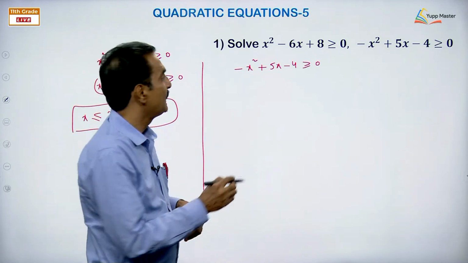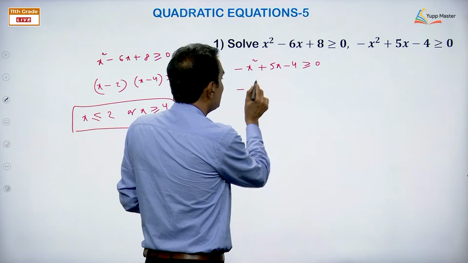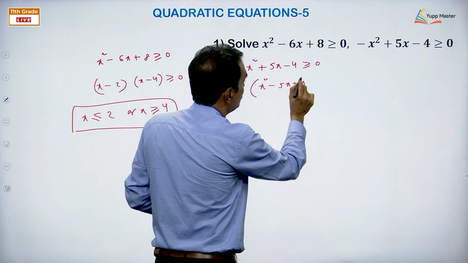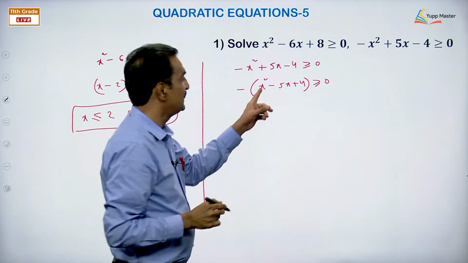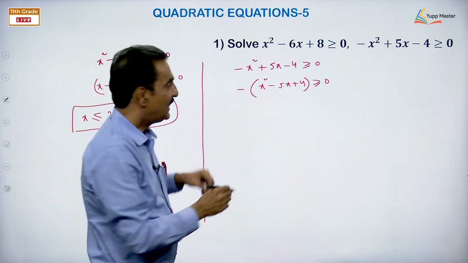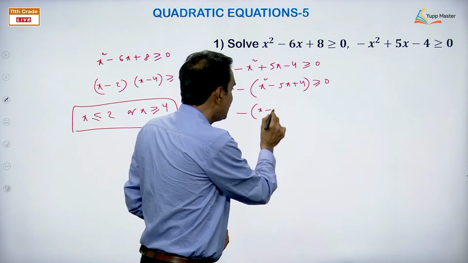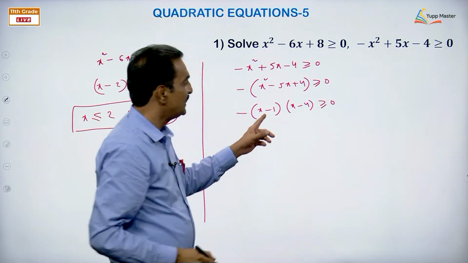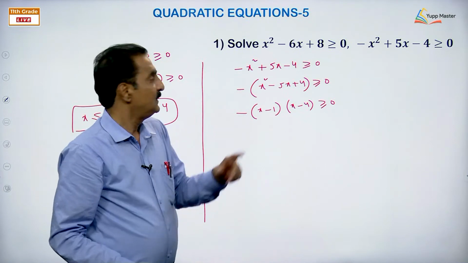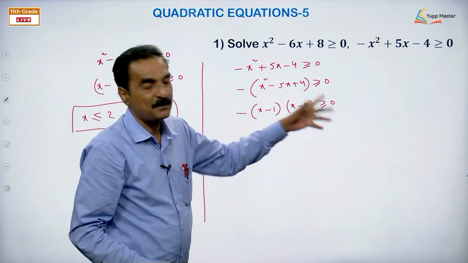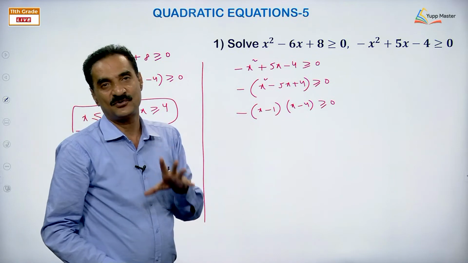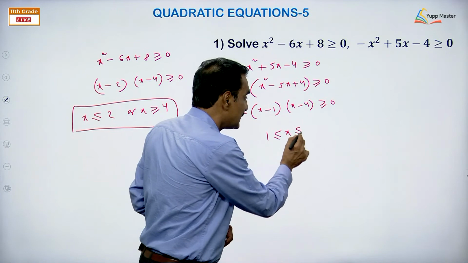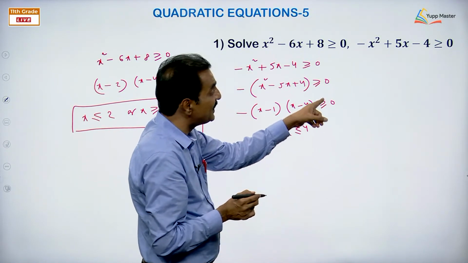How to find the roots? If you take minus common, we can write it like this. Now you can easily factorize this as x minus 1 into x minus 4 greater than or equal to 0. Roots are 1 and 4. The x square coefficient is negative, expression is positive. So, x lies between the roots. So, what is the solution here? 1 less than or equal to x less than or equal to 4. I am writing equality also because equality is given.